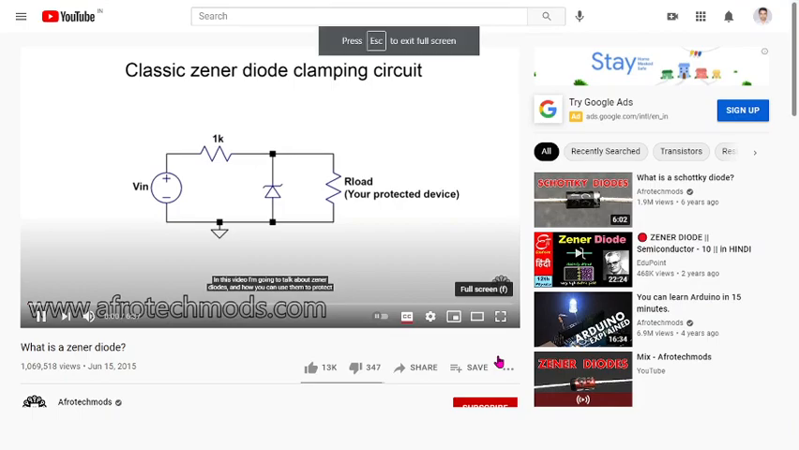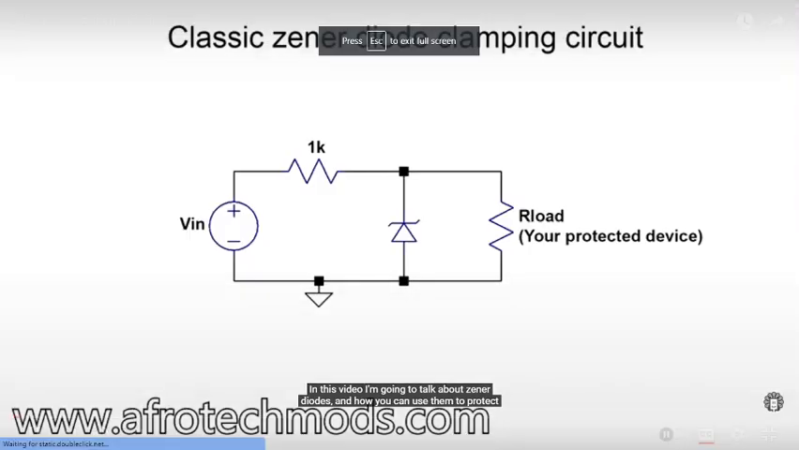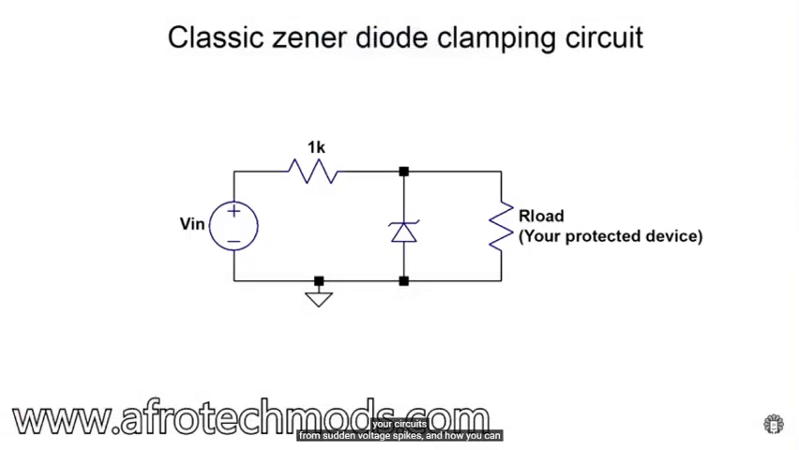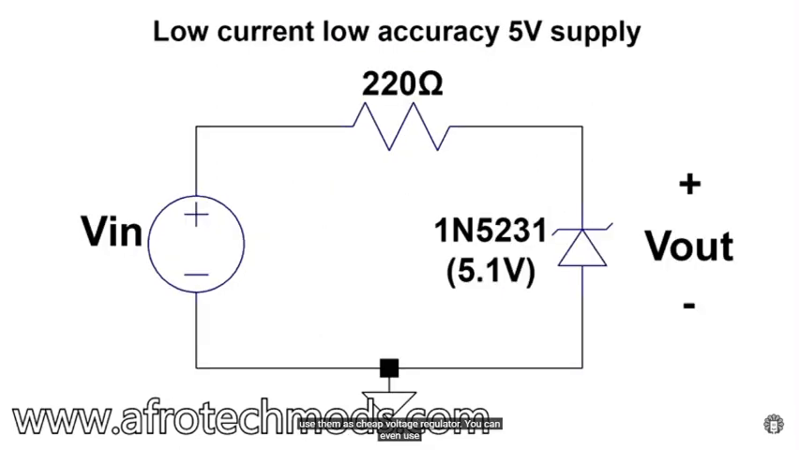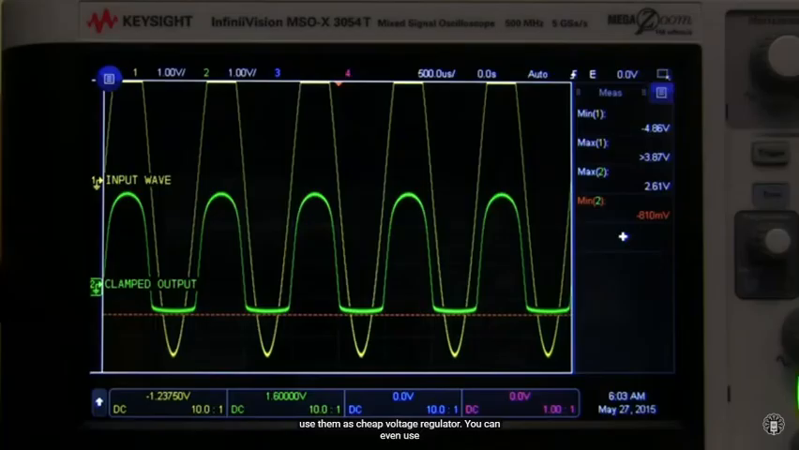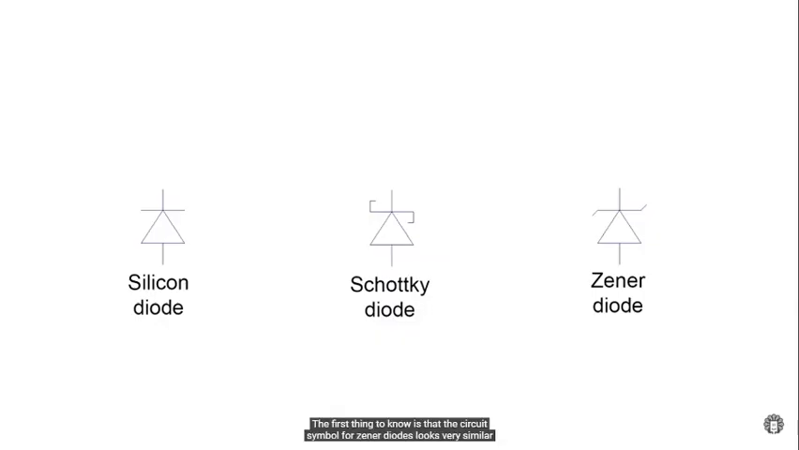In this video, I'm going to talk about Zener diodes and how you can use them to protect your circuits from sudden voltage spikes, and how you can use them as a cheap voltage regulator. You can even use them as part of an audio distortion circuit. Let's get started. The first thing to know is that the circuit symbol for Zener diodes looks very similar to the other diode symbols. Make sure you don't get them confused because they behave very differently and they're used for very different things. So what's special about Zener diodes?